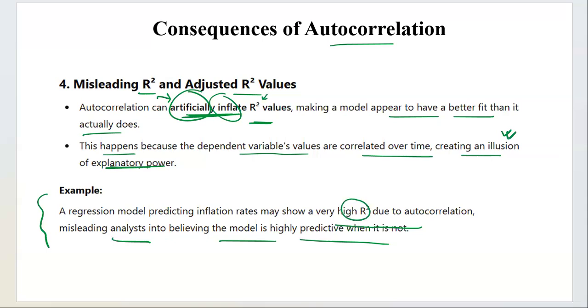Right? If R square is very high, we will think that yes, the model is very good, it's predicting very well. But actually, it's a case of autocorrelation where the analyst will derive misleading conclusions out of that. So this is another problem.